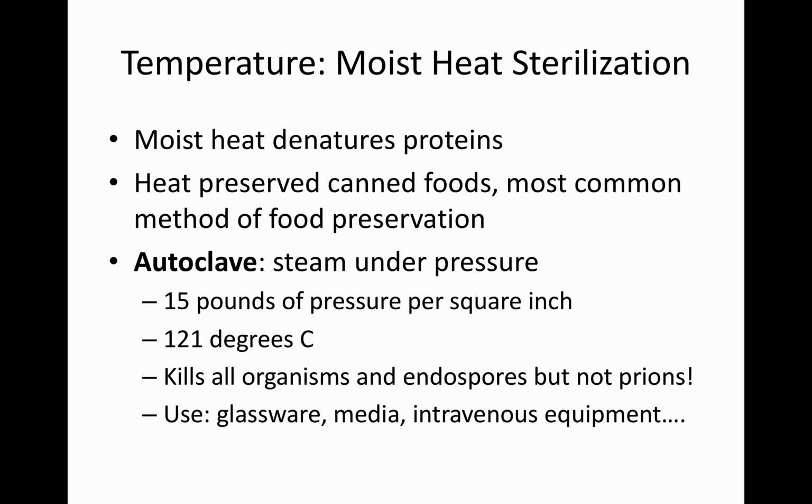The autoclave is used for medical instruments that aren't heat sensitive. We use this for our lab media, our glassware, and things like that in the lab. Autoclaving provides 15 pounds of pressure per square inch at 121 degrees Celsius. And that kills all organisms, including endospores, but not prions.